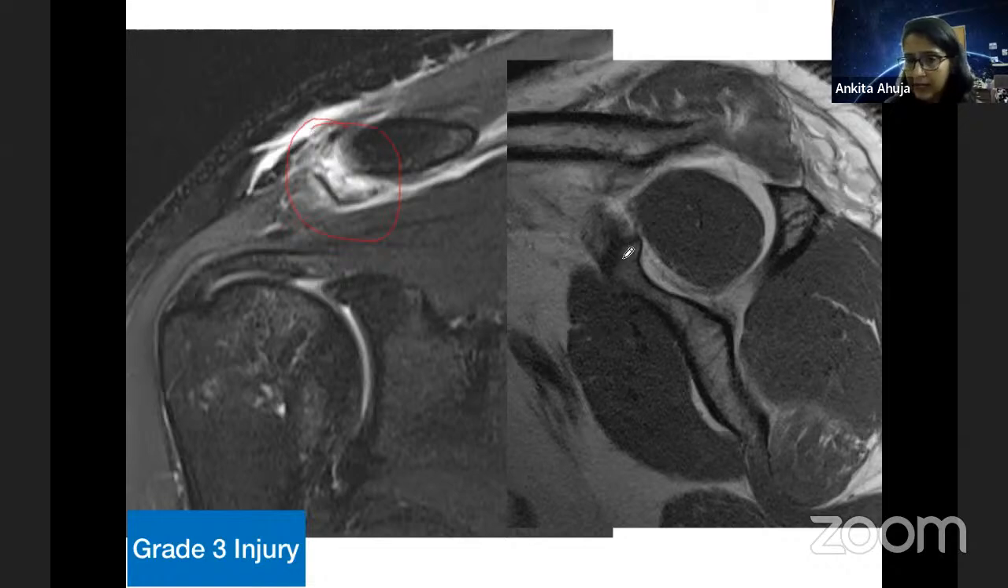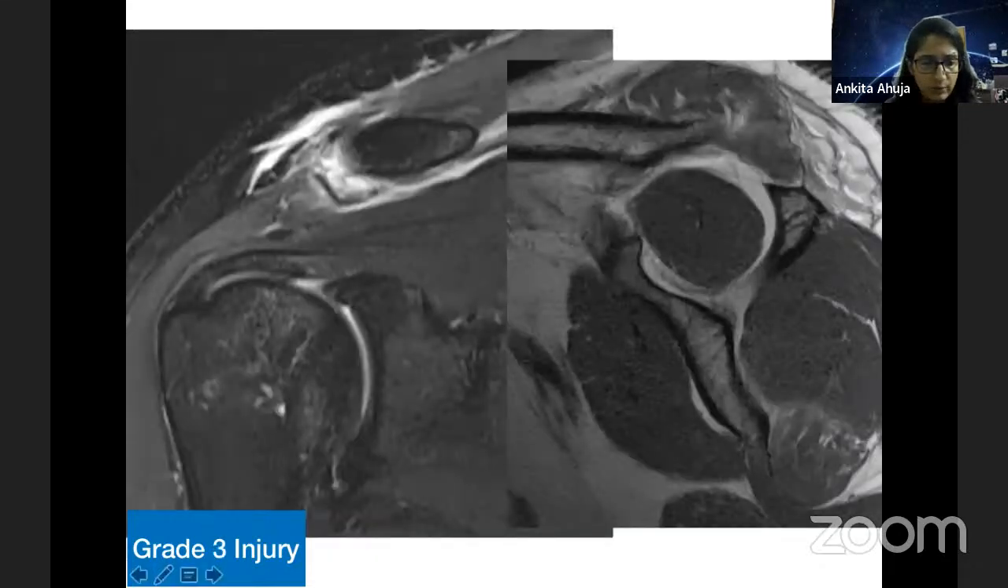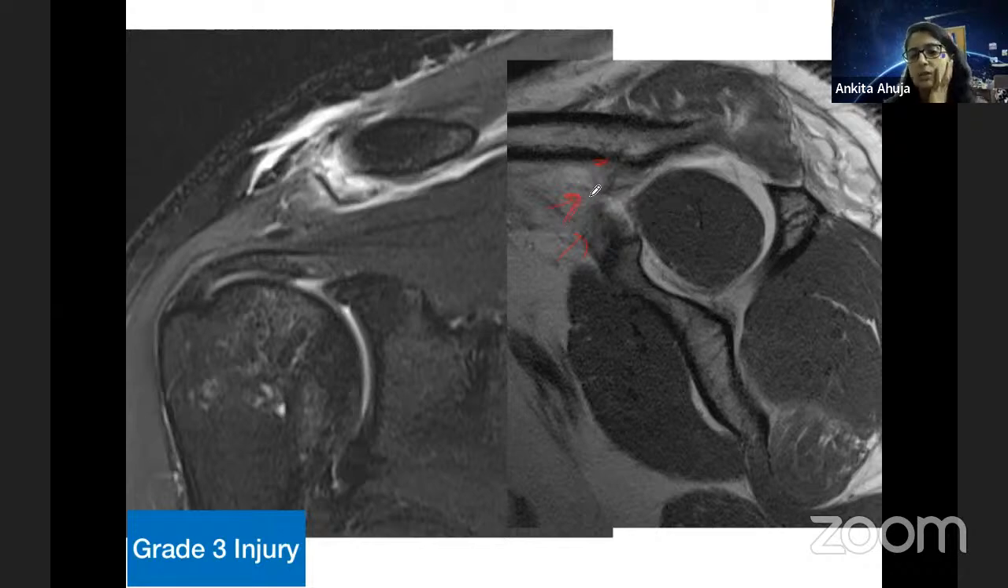And if you try and appreciate the coracoclavicular ligament, there is a discrete defect over here. So this is one bit, this is the other bit, and you do not see anything over here. So just moving back and forth so that you can see. So this is the proximal bit, this is the distal bit, and this is your fluid cleft, which is over here. So this is a discrete defect in the mid substance of the coracoclavicular ligament. So this is something which is a grade 3 injury.